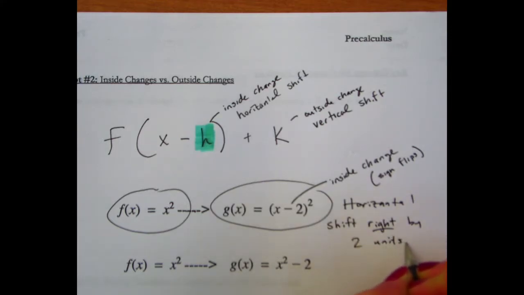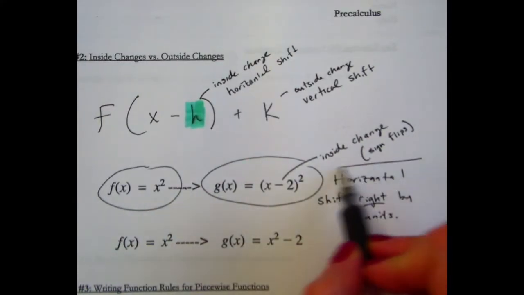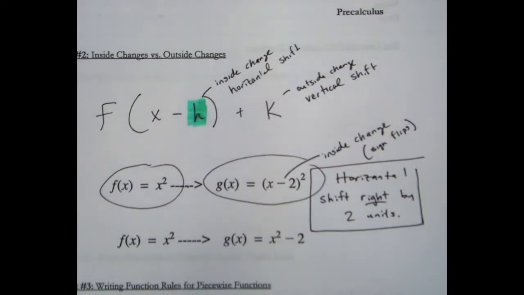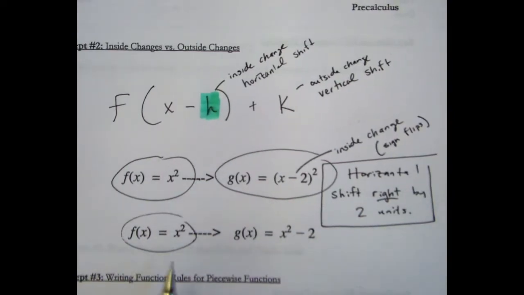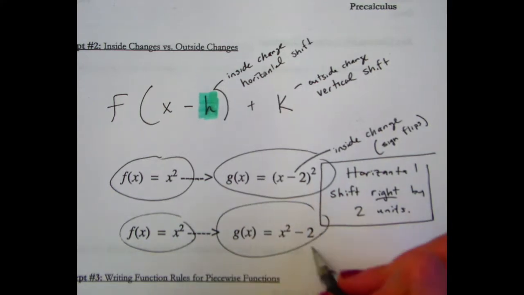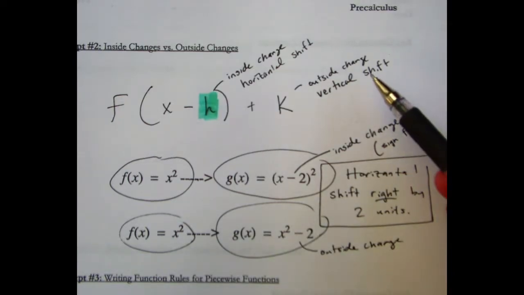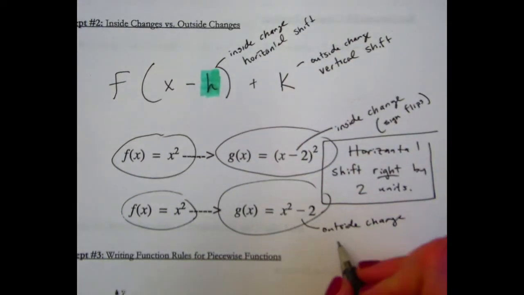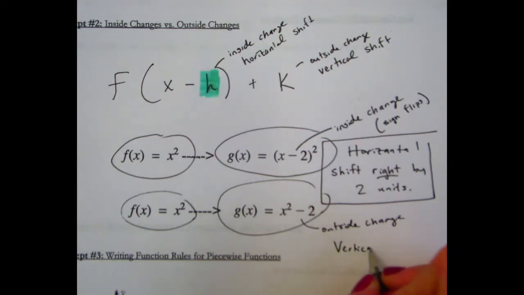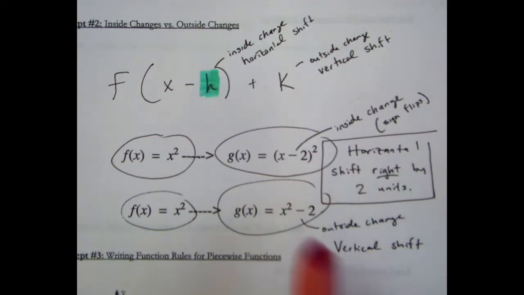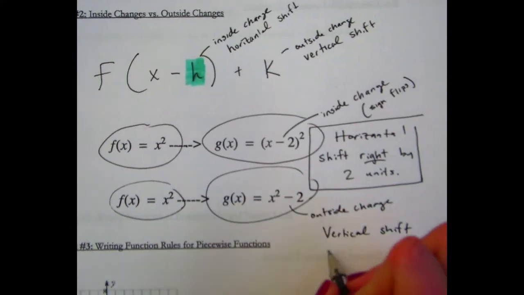And this next one, same idea. We have this original function that's being transformed, but now this -2 is outside the parentheses. So this is going to be an outside change. We know outside changes result in vertical shifts. And since it's a negative, it's going to be a vertical shift down by 2 units.